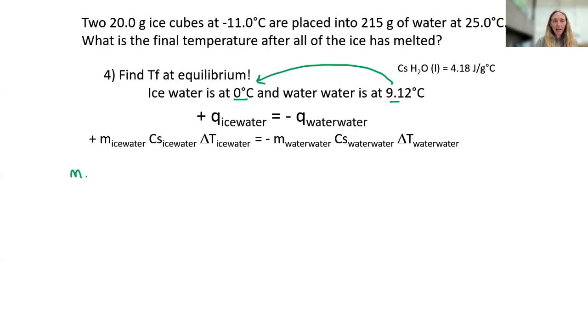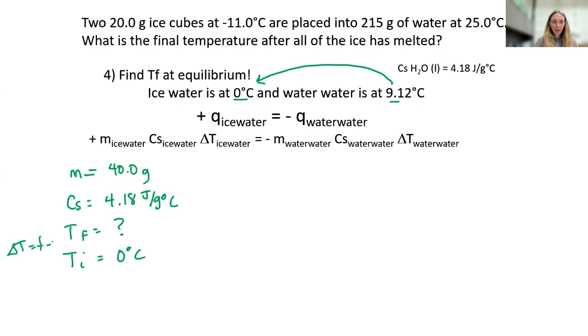So all this is going to be for the ice water. We have m equals 40 grams. Cs is going to equal 4.18 joules per gram degree Celsius. Temperature final, we don't know. Temperature initial is going to be 0 degrees Celsius. And remember, the change in temperature is going to equal final minus initial. So we need both of those.